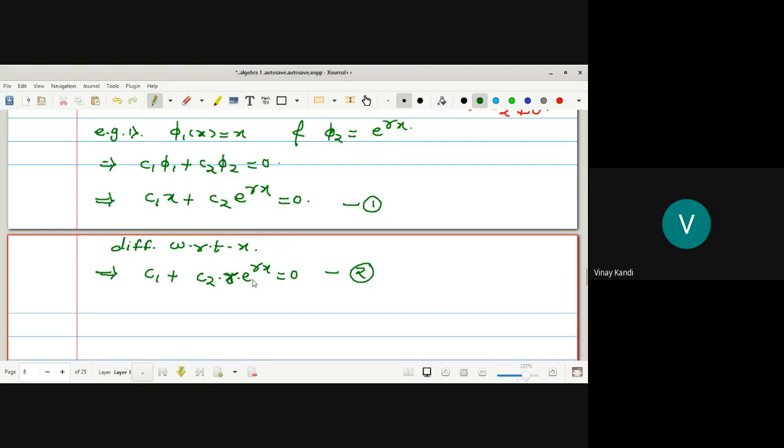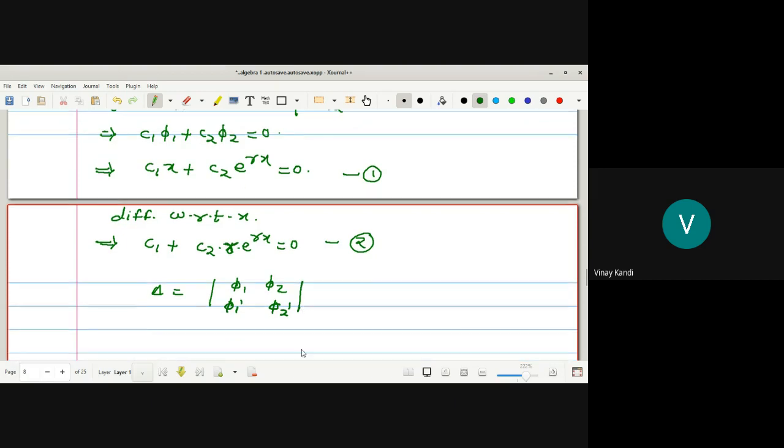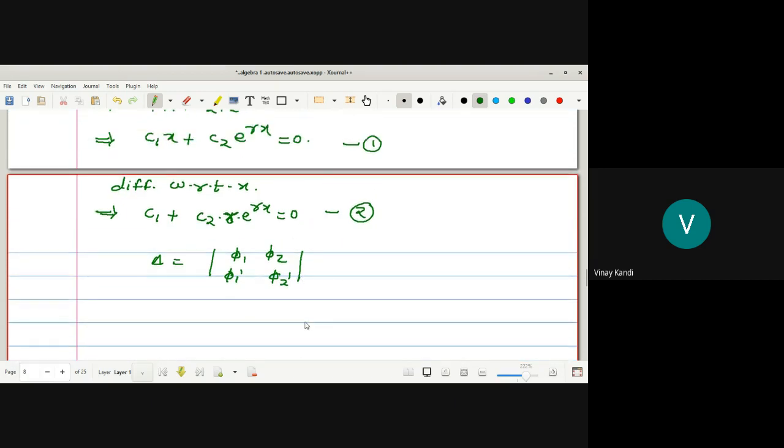मग ह्या सिस्टीम ऑफ लिनियर इक्वेशन्सला युनिक सोल्युशन कधी असेल, जेव्हा त्यांचा डिटर्मिनंट नॉट इक्वल टू 0. सो डेल्टा इज, व्हॉट वी हॅव, phi 1 phi 2 phi 1 dash and phi 2 dash. ओके, काय इथं कळतंय का असं पहा पुन्हा.